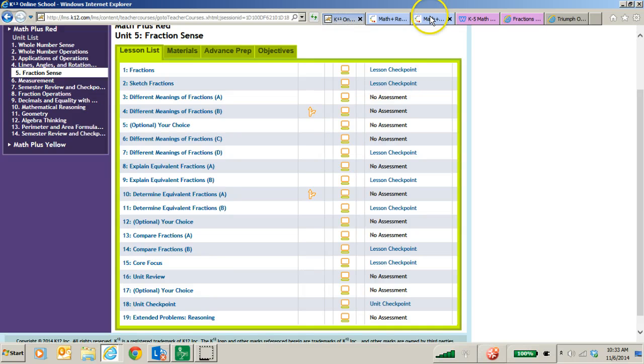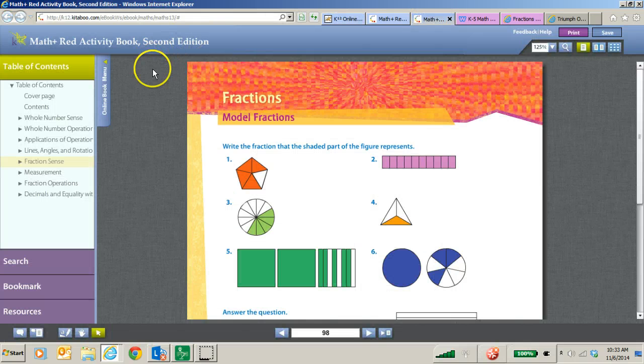So let's go ahead and head to the student activity guide to talk a little bit about fractions. The thing that's very, very important for students to understand is that fractions are a number. A lot of times they think of it as just a shaded part of a shape, but fractions are a number and they can be represented in many different ways.